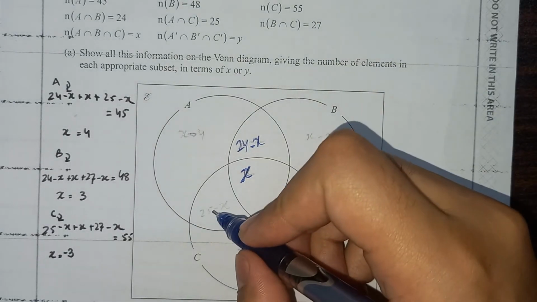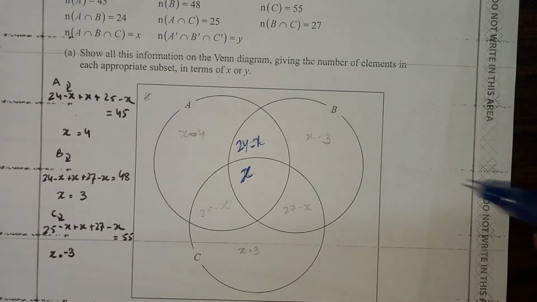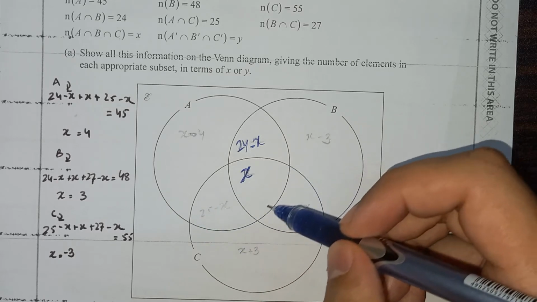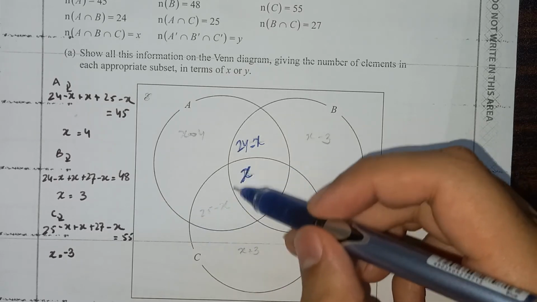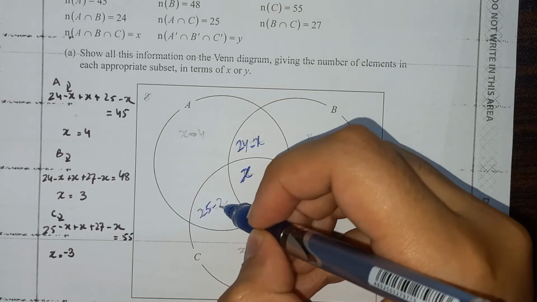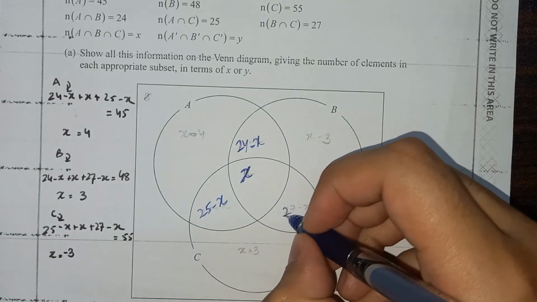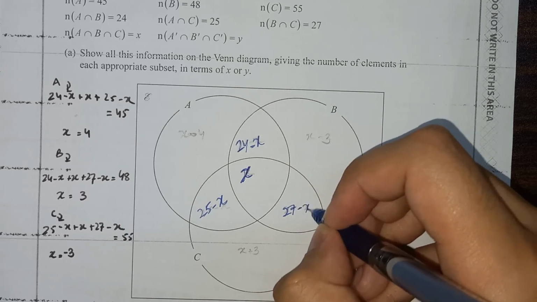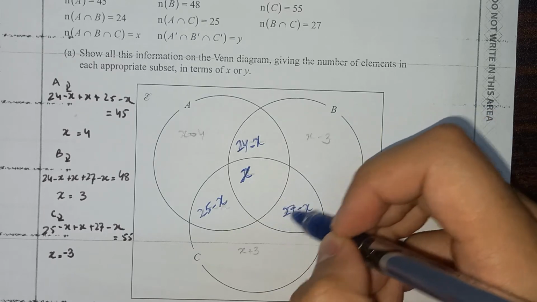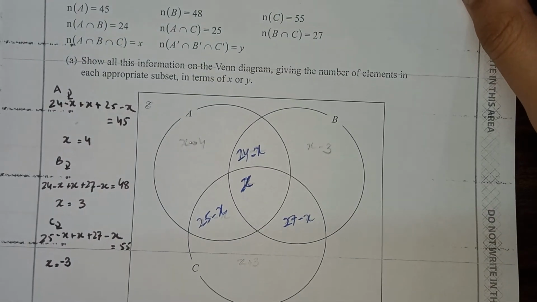And over here as well, A intersection C we're given is 25, but anything in this 25 can be common with x over here. So this entire region is 25. Removing this part will cost an x, so we remove this x to get this region over here. Similarly, we do the same on this side because this entire thing is 27, and to find only this part, we remove this x. So here are our intersections.